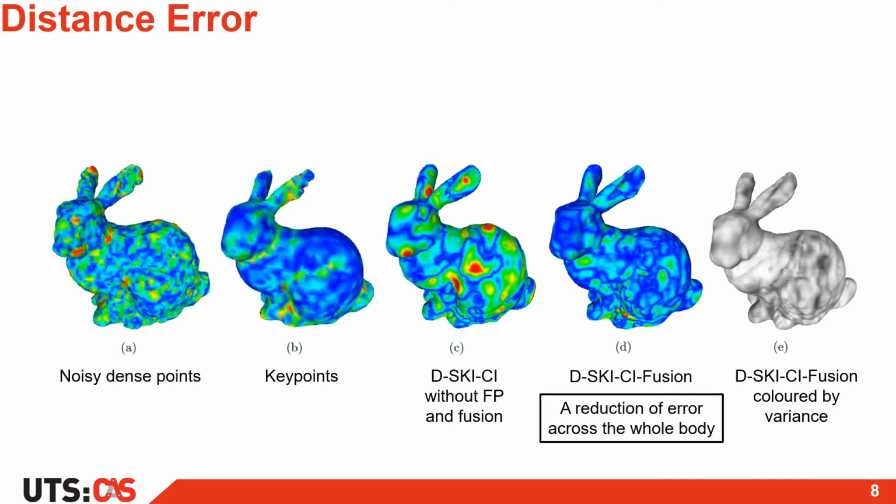Then all the bunnies are colored by distance error from A to D and colored by variance for E. The distance error is from the Poisson mesh to the ground truth. It can be seen that there is an improvement in the surface reconstruction and a reduction of the error across the whole body.